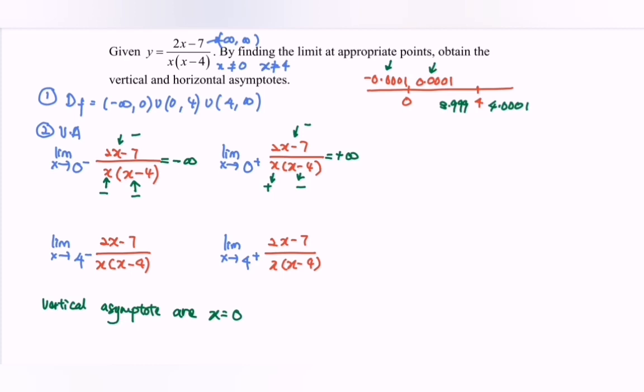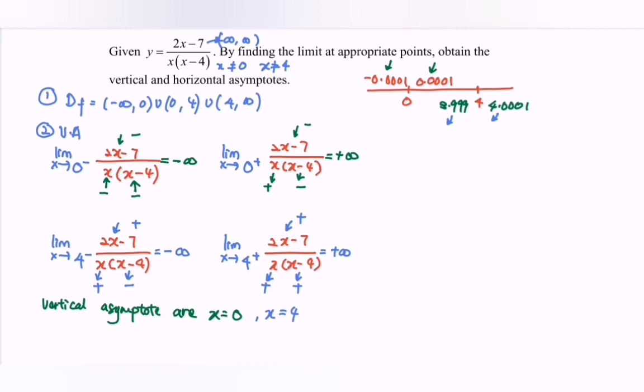Next, if we substitute 3.999 into this part, then we will have a positive value. Substitute here, we will have the positive value. Substitute here, and we will have the negative value. Then we will have the value of y approaching negative infinity. Next, substitute 4.0001. Substitute in here, and we will have the positive. Same goes to this part, positive. Then for this part, also positive. So the value of y will be approaching positive infinity. Then we can say the vertical asymptotes are x equals to 0, x is equal to 4.